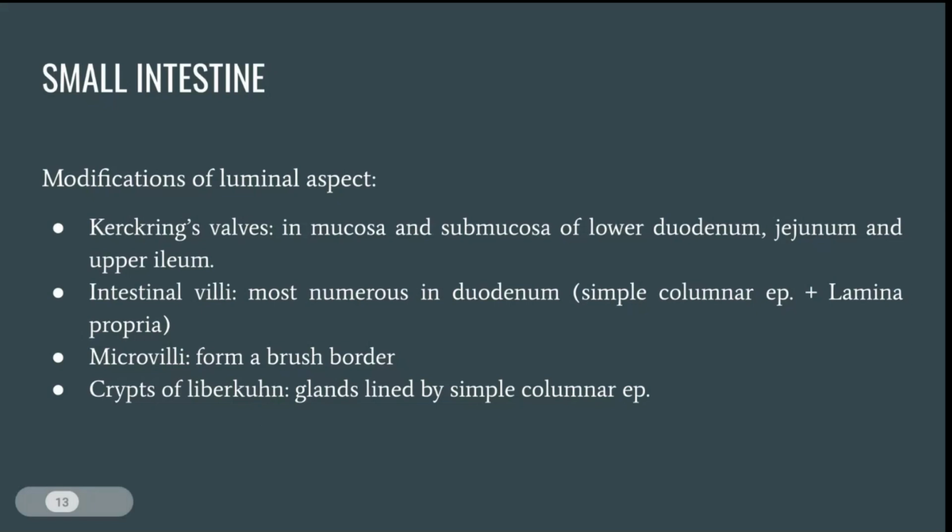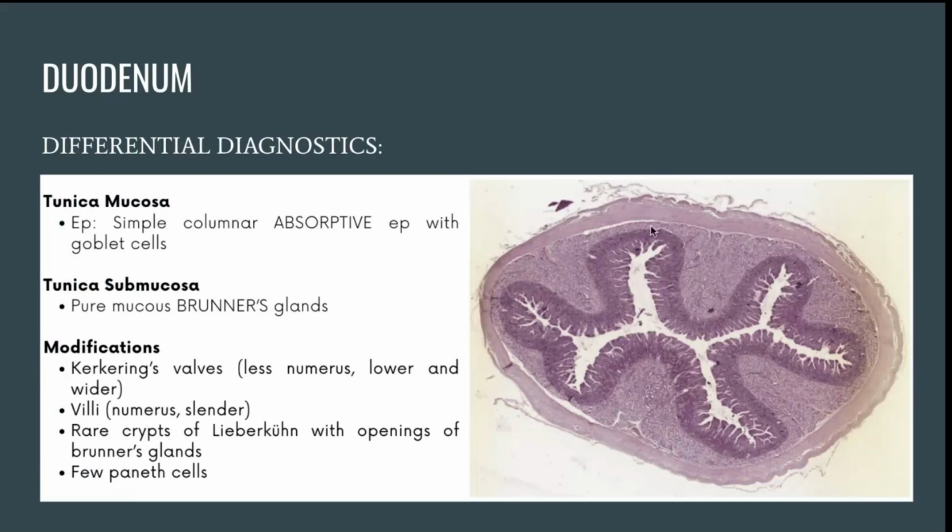And then we have the crypts of Lieberkühn. They are glands which are lined by a simple columnar epithelium. So this is a slide of the duodenum, and it also has the 4 basic layers: tunica mucosa, submucosa, muscularis, and tunica adventitia or serosa.